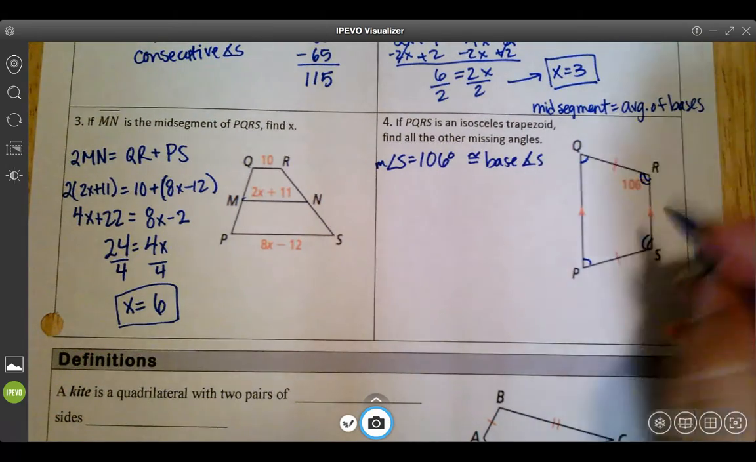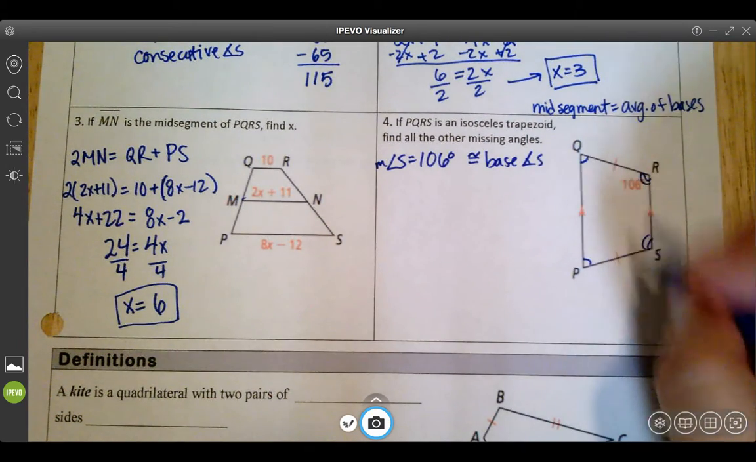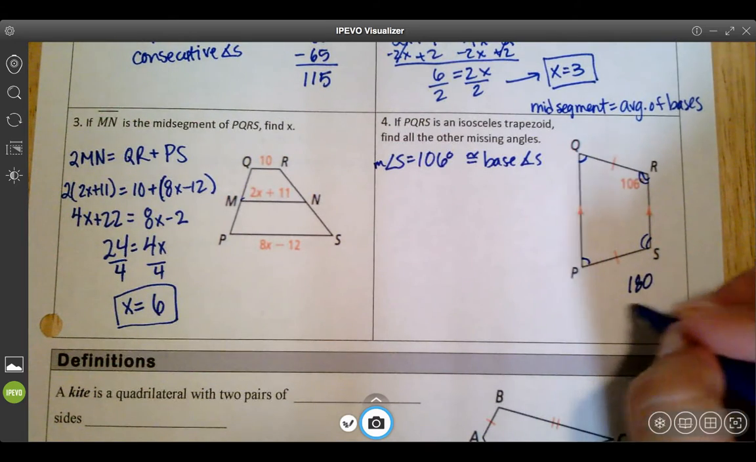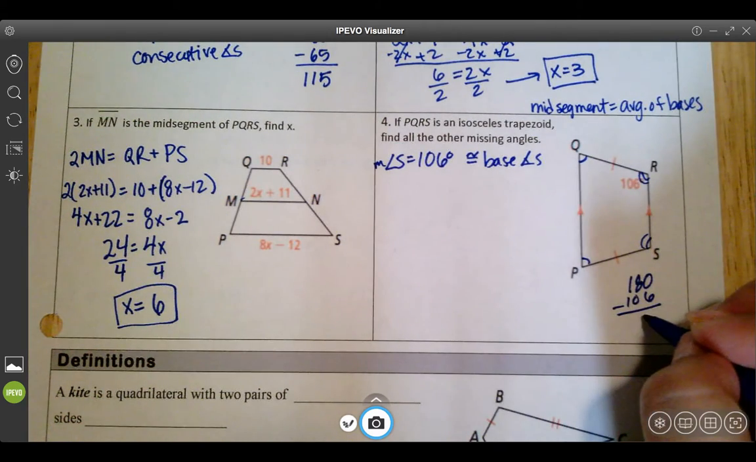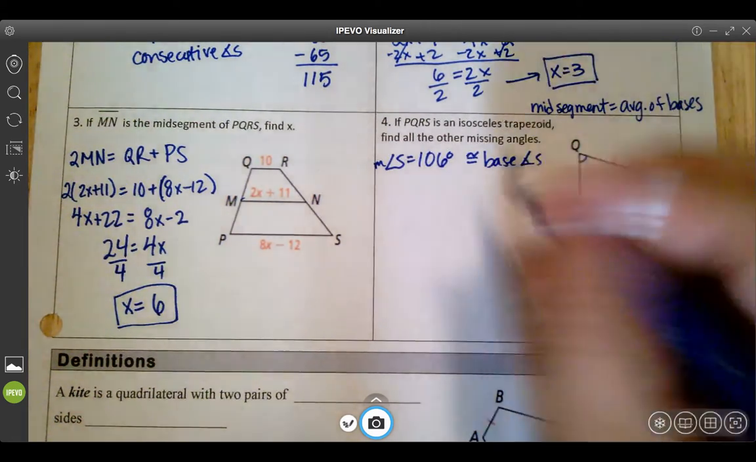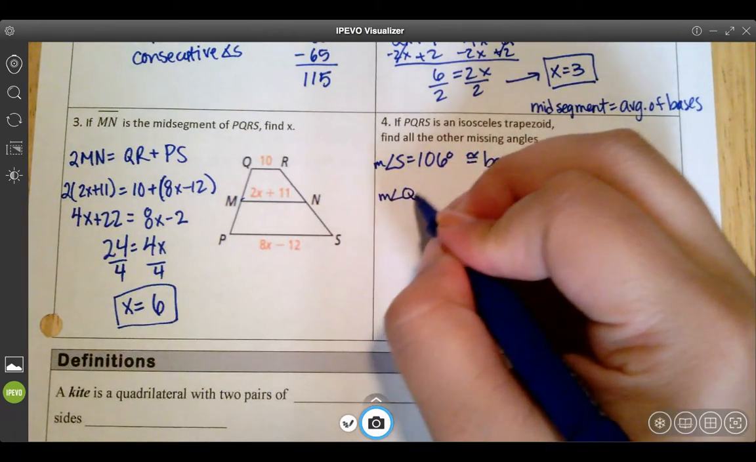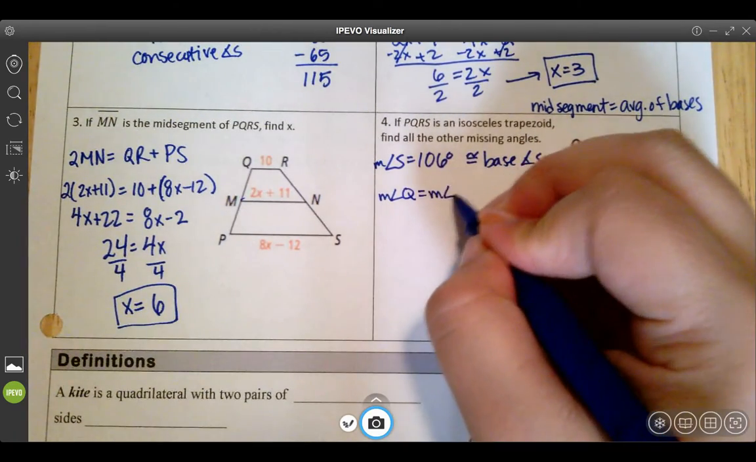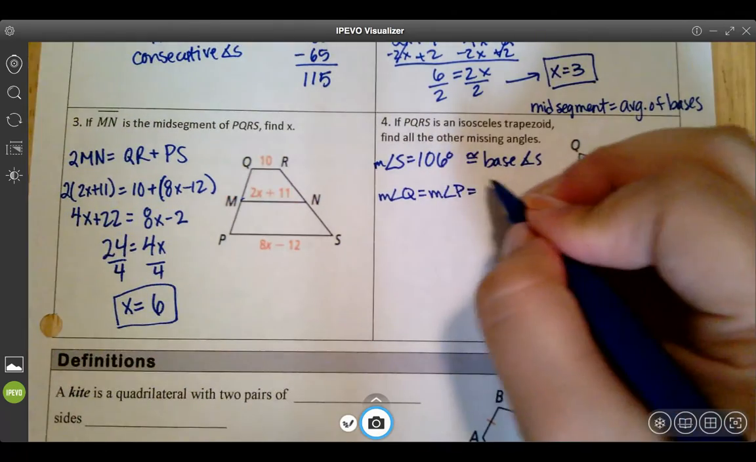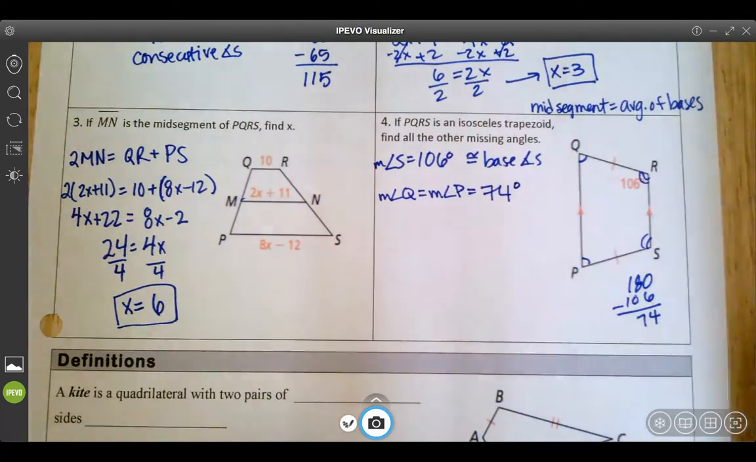And we already know the trick here is that these are consecutive angles. 180 minus 106 gives us 74. So the measure of angle Q equals the measure of angle P, which equals 74 degrees.